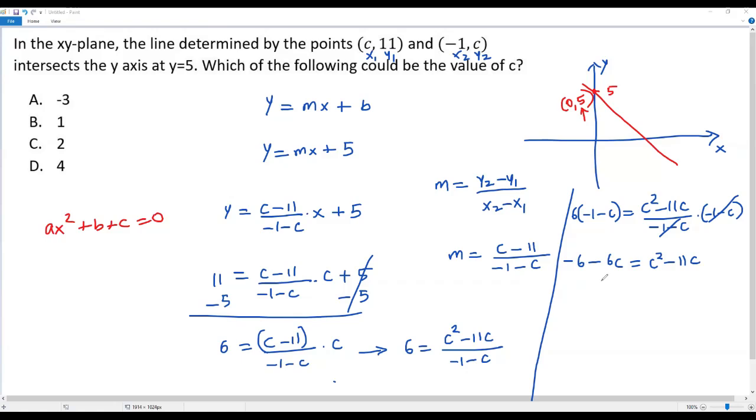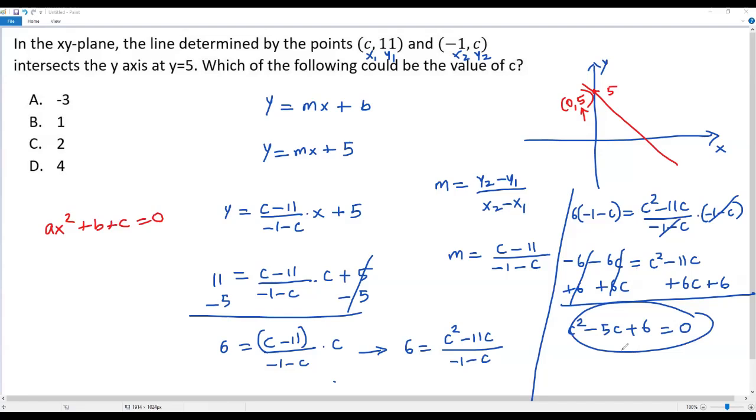So now let me add 6c to both sides and also add 6 to both sides. When I do so, negative 6 plus 6 will cancel out and negative 6c plus 6c will cancel out. So on the right side if I simplify, I'm getting c square, and when I combine negative 11c plus 6c, I'm getting negative 5c plus 6, and here we have 0. That 0 can be taken over here on the right side. Now we have a quadratic equation in standard form.